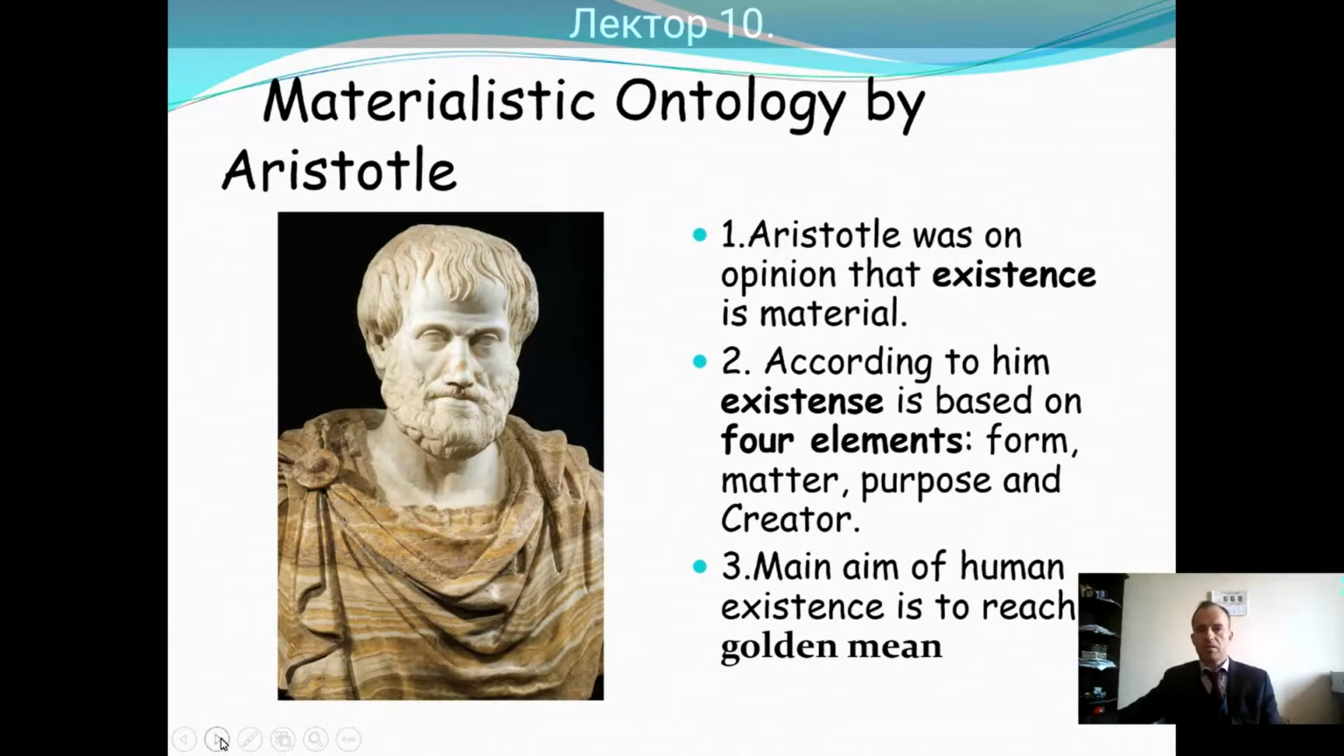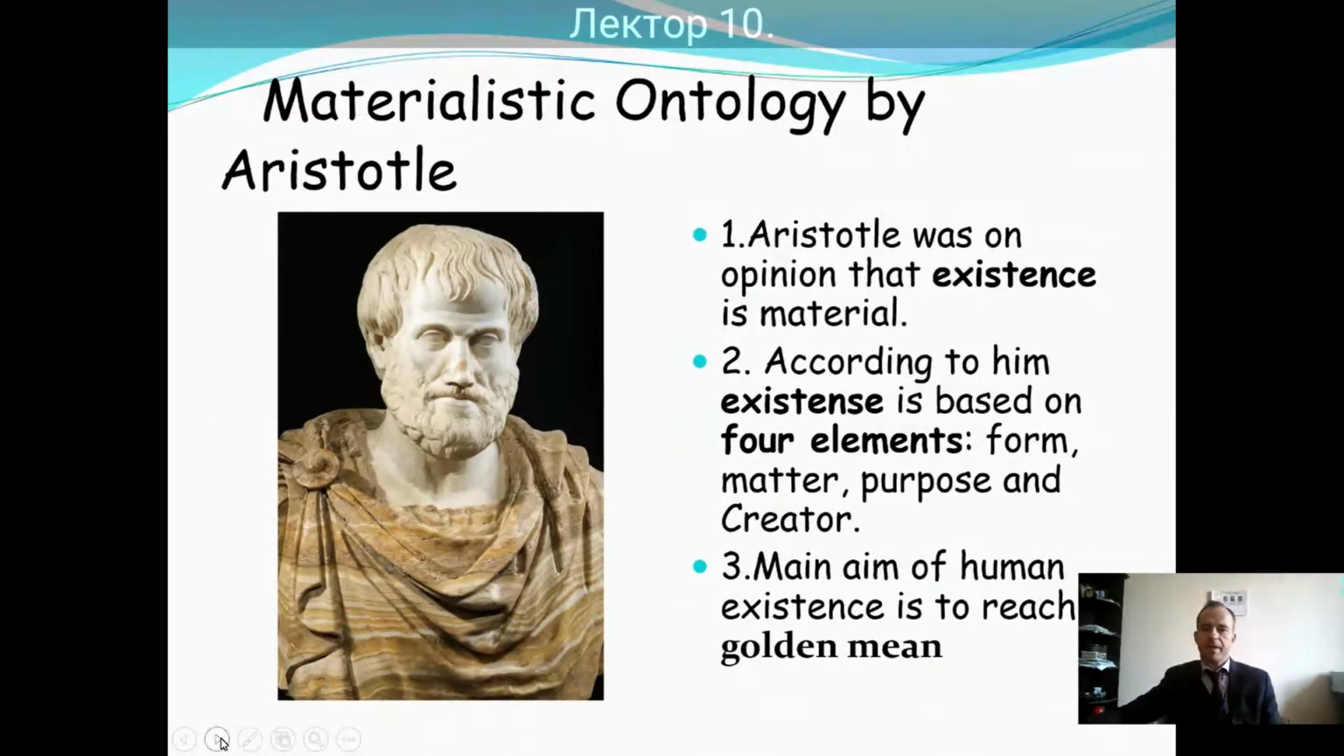The philosopher of materialism, Aristotle, has his own ontological theory too. Aristotle was of the opinion that existence is material because all the world around us is material. According to Aristotle, existence is based on four elements: form, matter, purpose, and creator. And if we want to explore existence, we need to explore each of these elements.